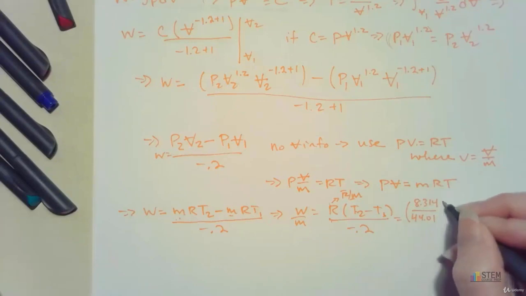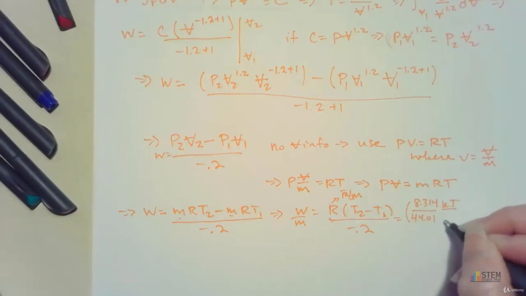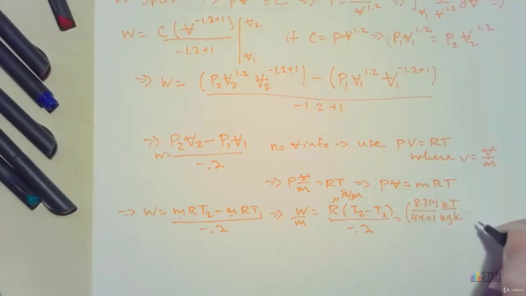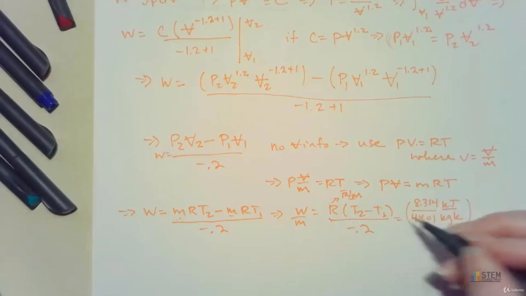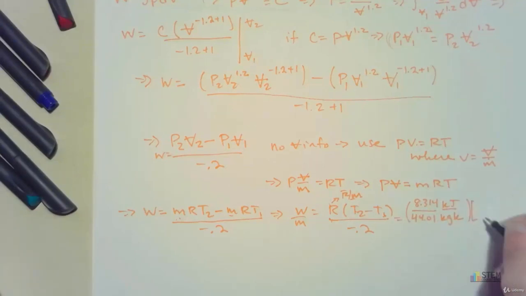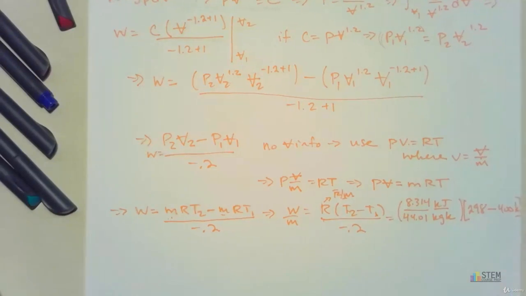Units you get after you do all the units will be kilojoules per kilogram-kelvin. Multiply that by the change in temperature, so that'll be 298 for temperature 2 minus 400 for temperature 1. Those are both in kelvins. Then divide this by negative 0.2.